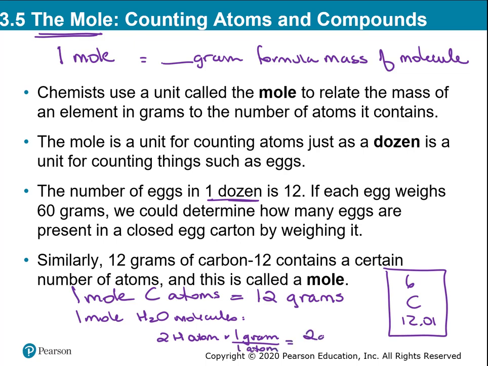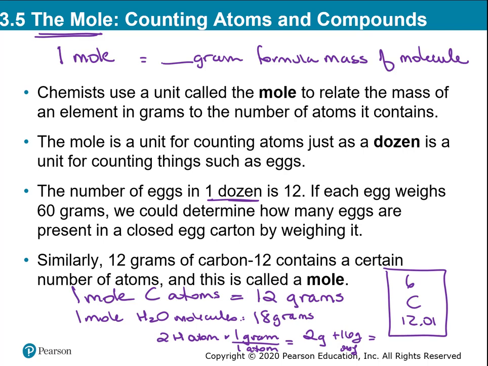So that means hydrogen would add 2 grams to the total mass, because each one weighs 1. I got 2 of them, so that's 2. How about oxygen? How much does oxygen weigh? 16. So then I'm just going to add 16 grams. This is how much 1 oxygen weighs. So that means that 1 mole of water would weigh 18 grams. All I do is add up the mass of each of the atoms in the formula. That's all.